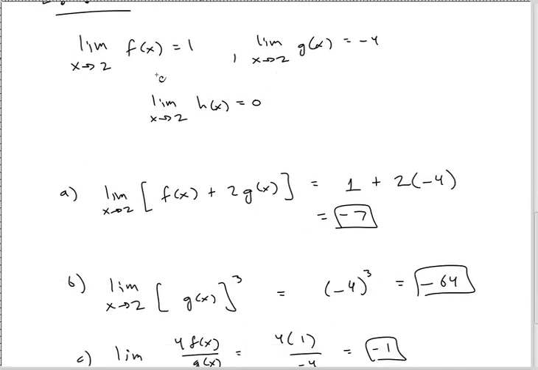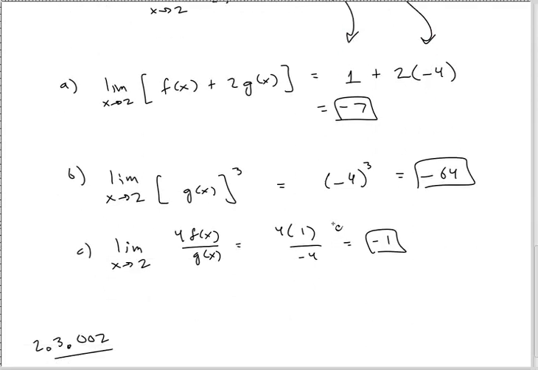Given all this, part A: what is the limit as x approaches 2 of f of x plus 2 times g of x? Well, f of x is 1, plus 2 times g, and g is negative 4. All I'm doing here is plugging these in. So I got negative 8 plus 1, which is negative 7. Yay!